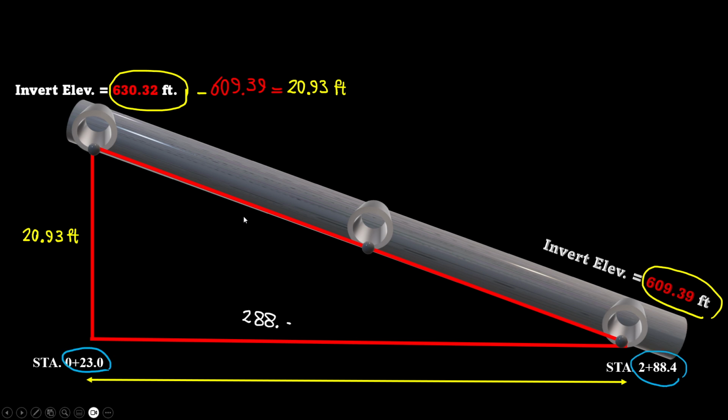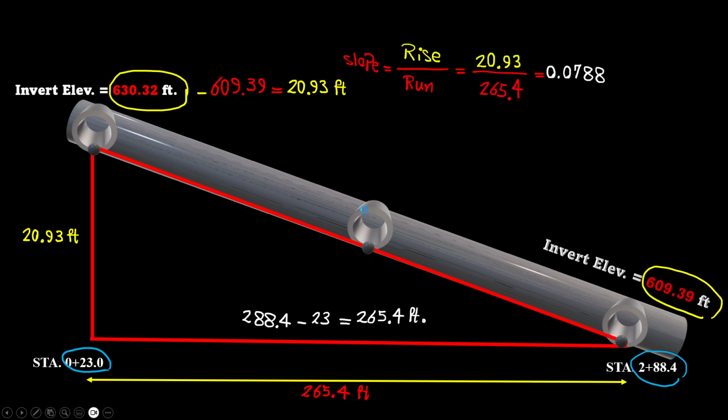The station for one of the existing manholes is 23 feet, and the other one is 288.4 feet. If you subtract those, it gives you the distance between the two existing manholes, which is 265.4 feet. Rise over run is the slope of this line, so we can get the slope of this line. The location of the proposed manhole is at station 115 feet.